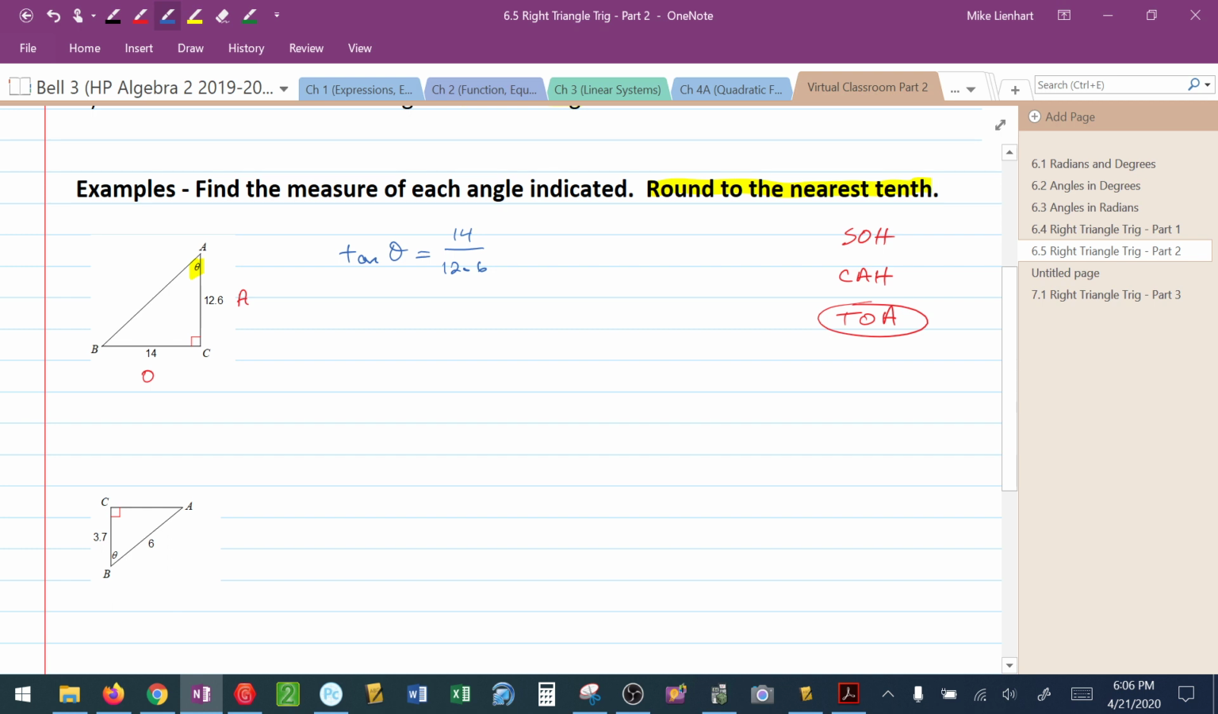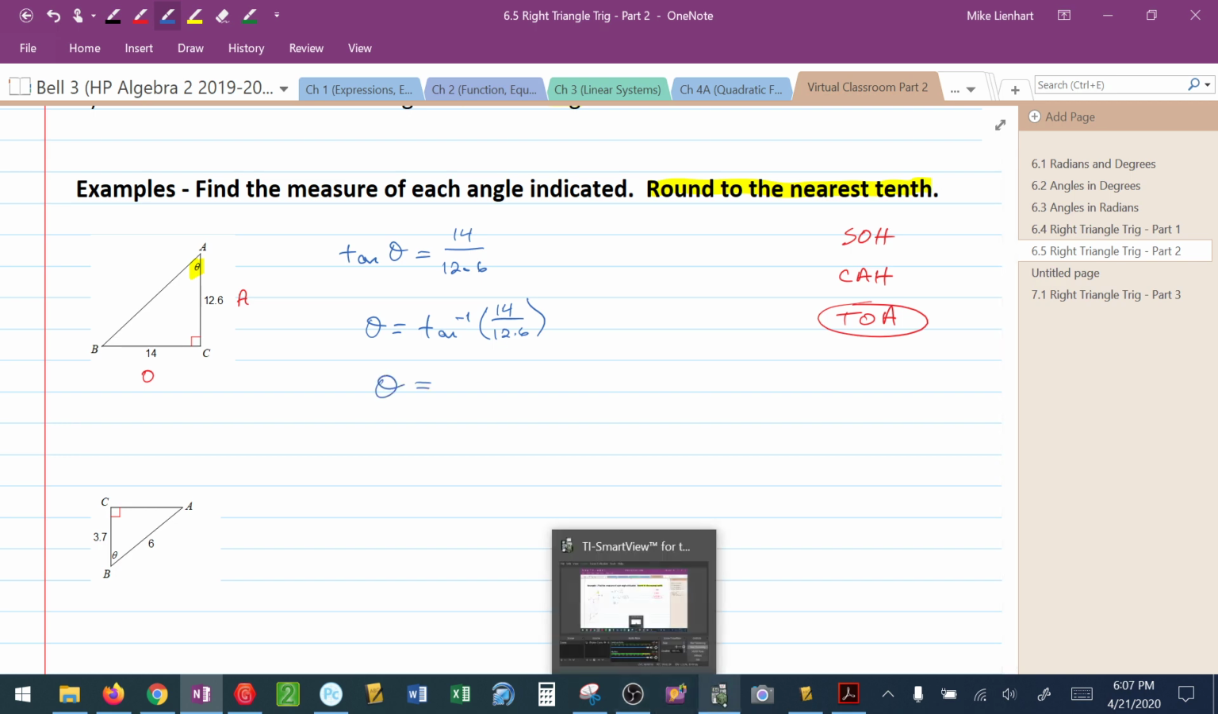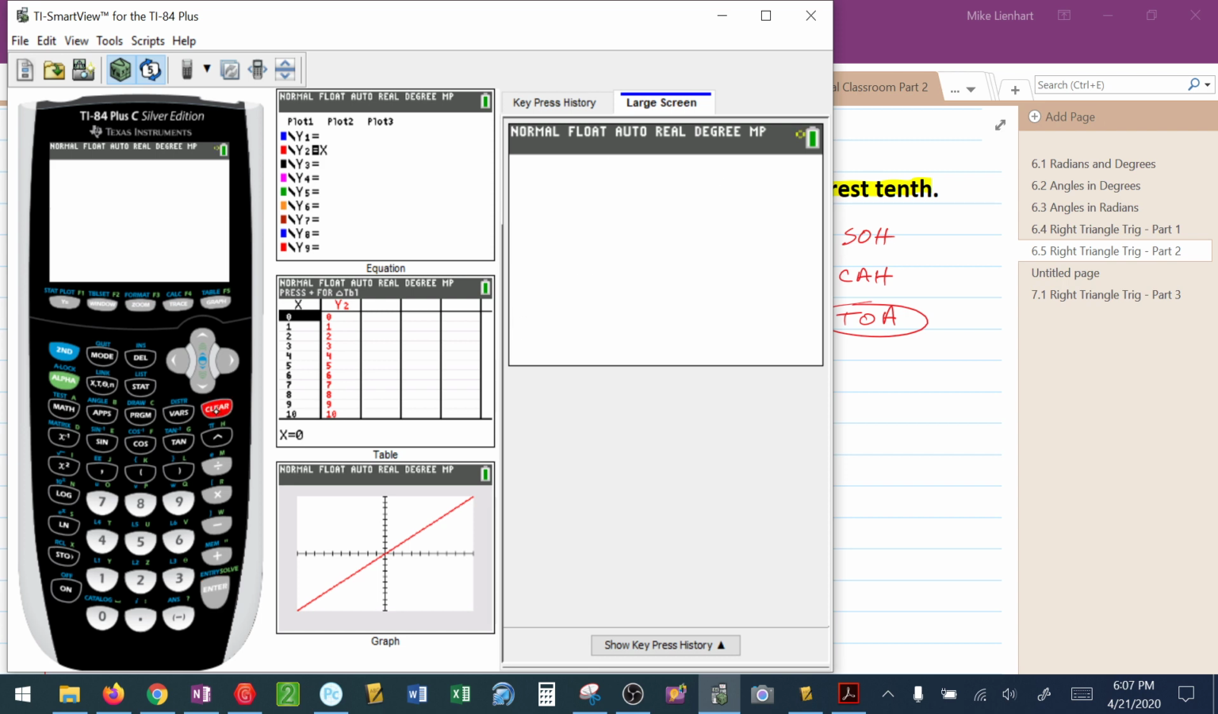Now, to find theta, we have to use a special function that we're only going to use whenever we have to find an angle. And that is something called inverse trig. Inverse trig, use that inverse notation. And we have 14 divided by 12.6. Now again, they say round to the nearest tenth. So let's go to the calculator now and let's see how this works.